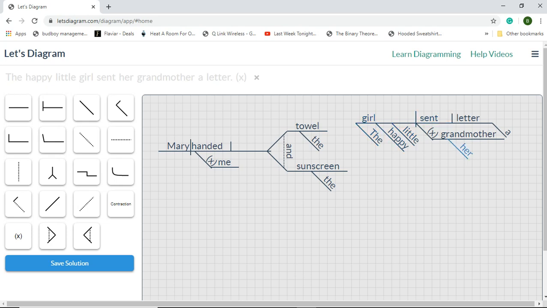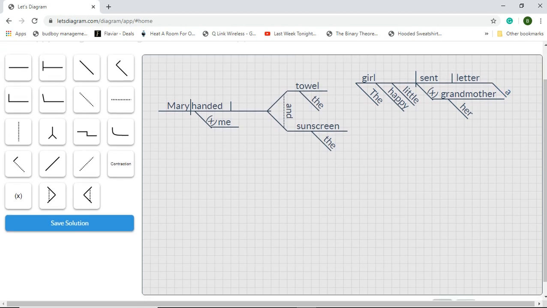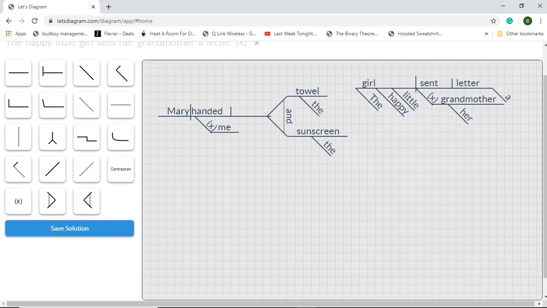Alright. Grandmother is the indirect object. It's who we sent the letter to. And her is an adjective modifying grandmother. Whose grandmother? Her grandmother, right? Okay. Letter is the direct object and is being modified by a. A letter. Okay. How many letters? A letter.